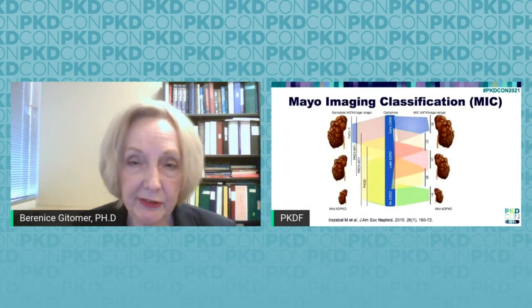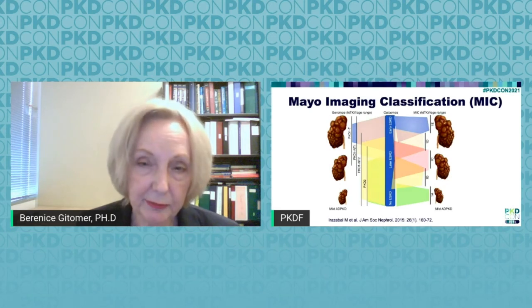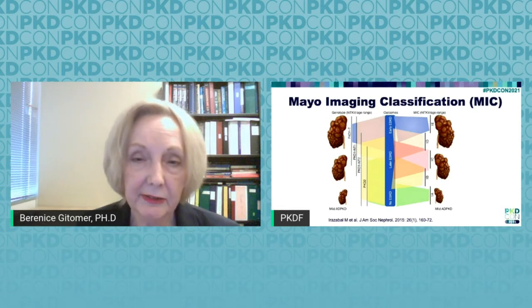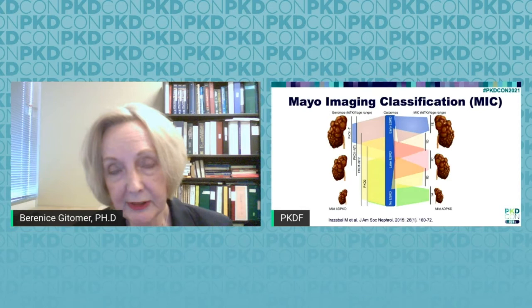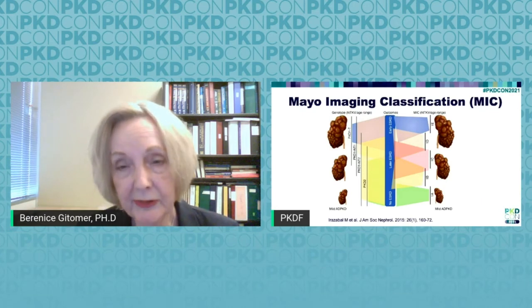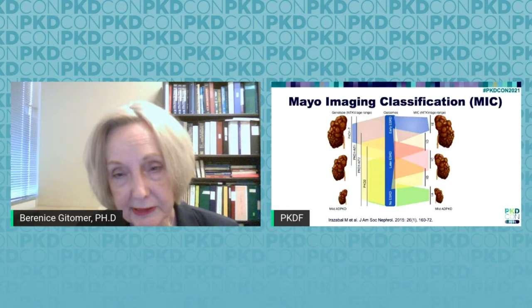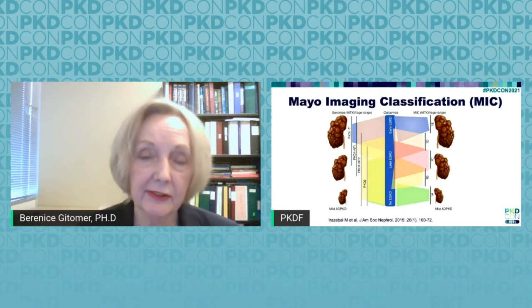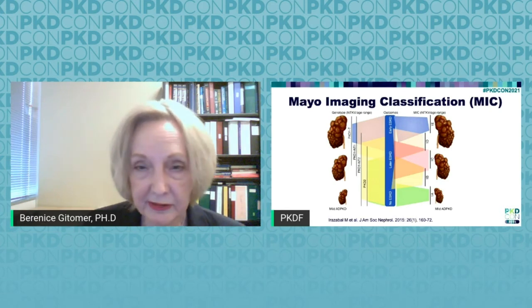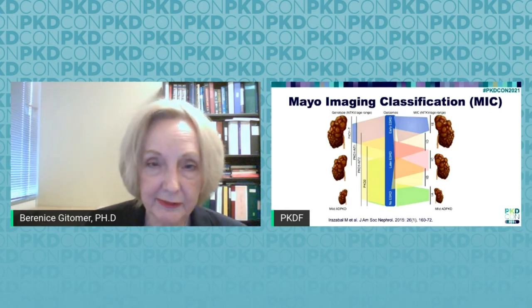Two classification systems have been developed to predict more rapid progression. One was developed by the Mayo Center, and they divide disease into 5 categories named A through E. Those with category C, D, or E progress more rapidly. The classification is based on height-corrected total kidney volume, so having larger kidneys at a younger age is associated with more rapid progression. Next slide, please.